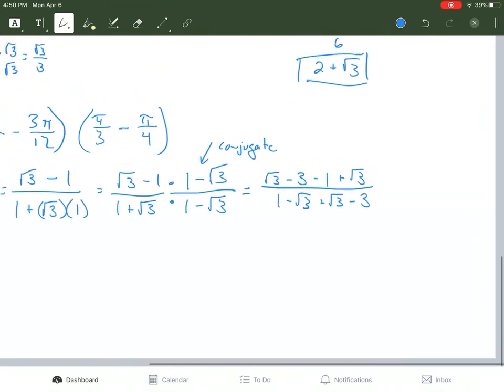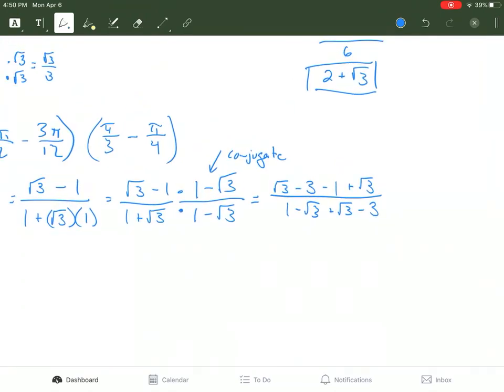Okay, if we simplify further and combine the like terms on the top, negative 3 minus 1 is going to give you negative 4. And root 3 plus root 3 is 2 root 3's, so we're going to have 2 root 3. On the bottom, 1 minus 3 is negative 2. And negative root 3 plus root 3 is going to be 0. They cancel each other out, which is what they're supposed to do.